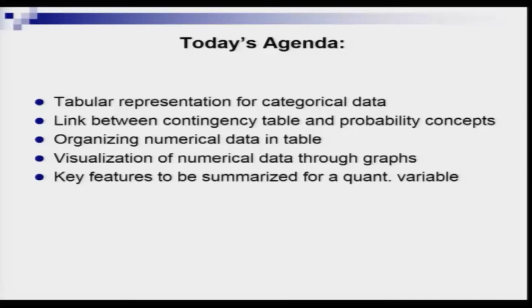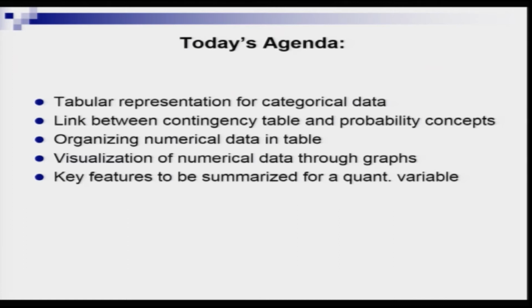So, in today's lecture we have 5 items to cover. First, we will start with tabular representation for categorical data. If you remember, we have spoken about two types of data or variable, one is qualitative or categorical and the other one is quantitative or numerical. The second item in the list is the linkage between contingency table and probability concepts. Now, probability is a known concept to you and that is a prerequisite for this course, but what is a contingency table? We are going to learn about that concept in today's lecture.